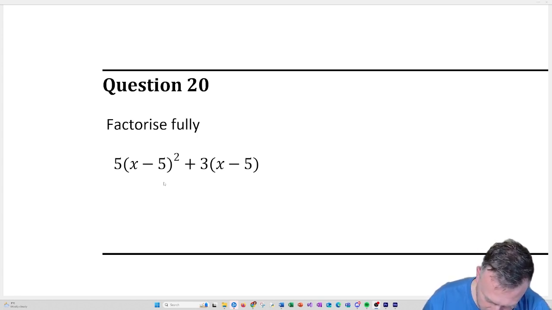And then that leaves us with 5 lots of x minus 5, plus 3. So then we have x minus 5. And then inside I've done square brackets just to make it a bit more obvious. 5x minus 25 plus 3. x minus 5, 5x minus 22.